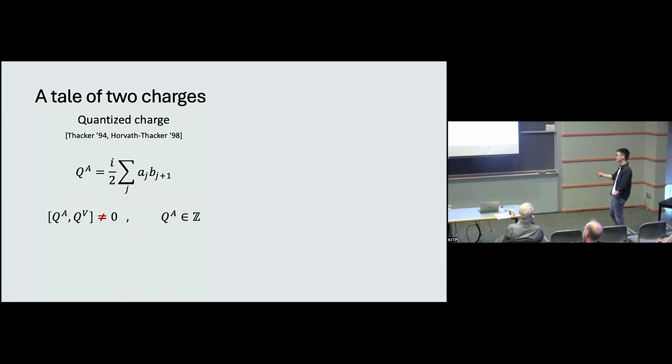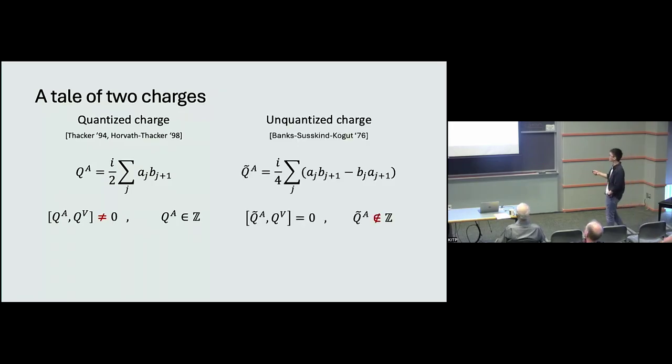Now you could have asked, what if I really want an axial charge that does commute with the vector charge? Well, in fact, there is such a symmetry. It's a different conserved quantity, which we call Q tilde A. That was already discussed in this paper by Tom et al. in the 70s. It commutes with the vector charge, but it does not have quantized eigenvalue.